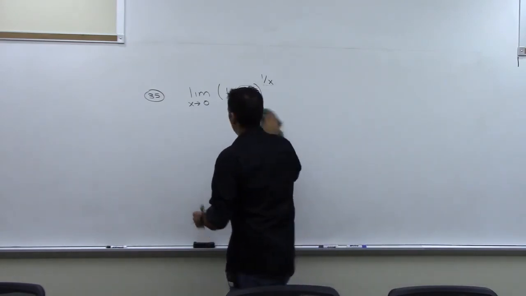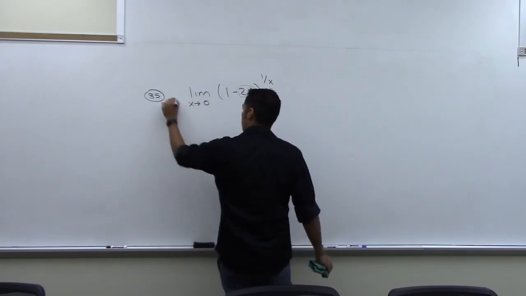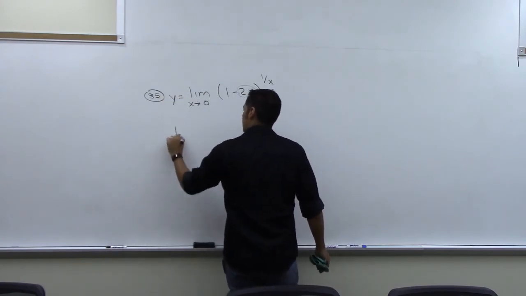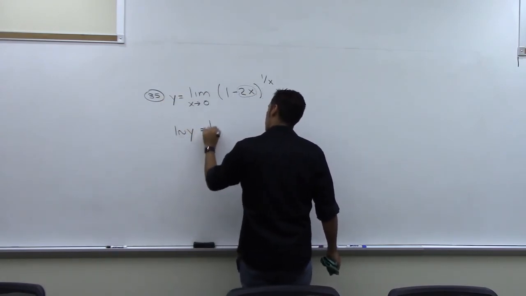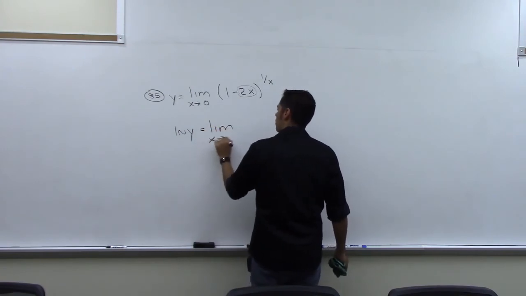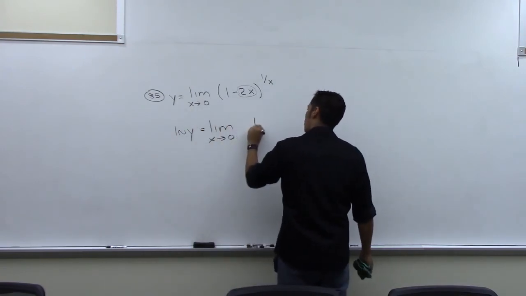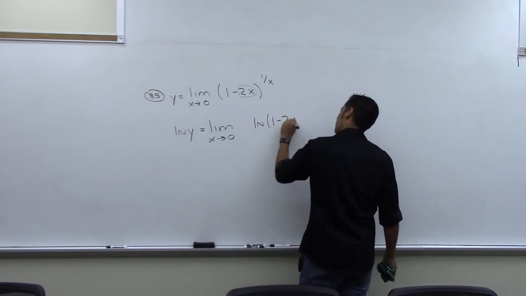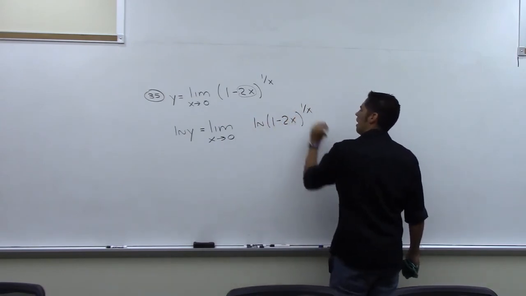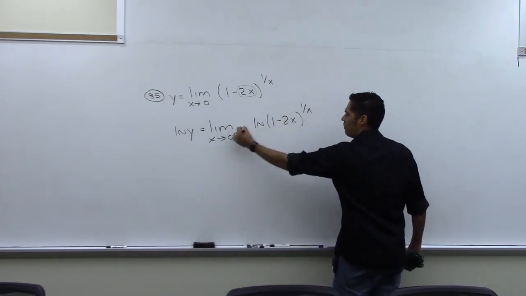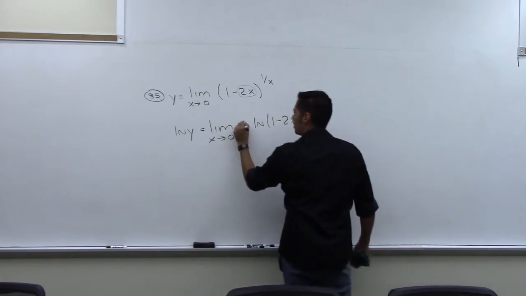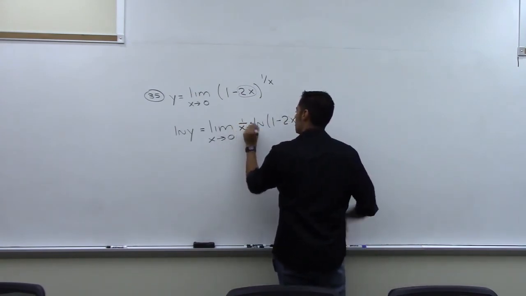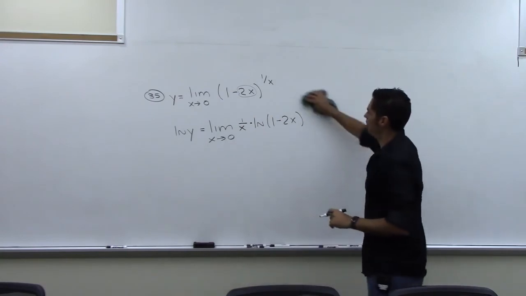We're going to call this thing y. So let's call this y. And let's take natural log on both sides. I'll pass the natural log through the limit. The natural log will come out here, like that. And then I'm going to drop this out front. So when I drop that out front, I get 1 over x, like that, times that.